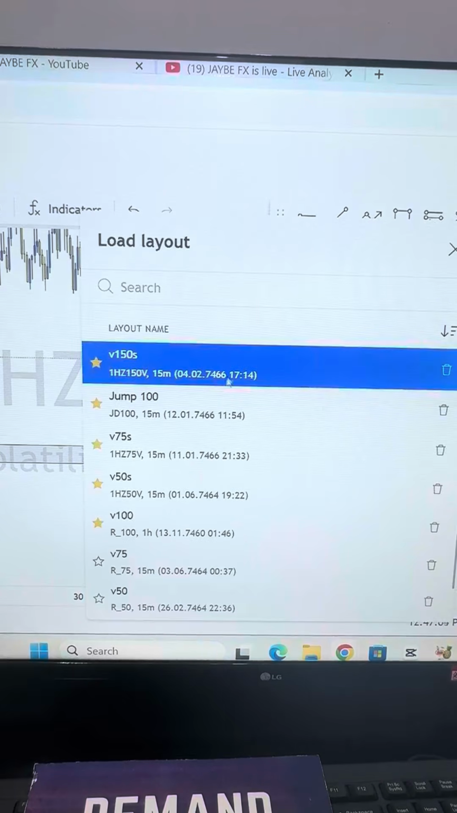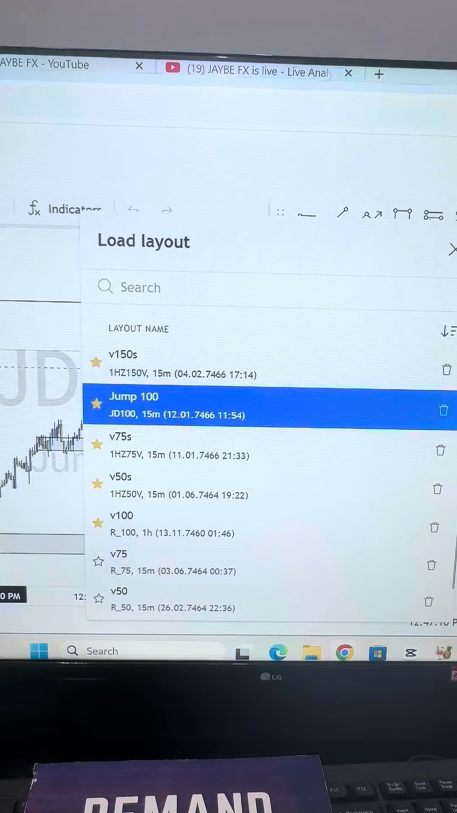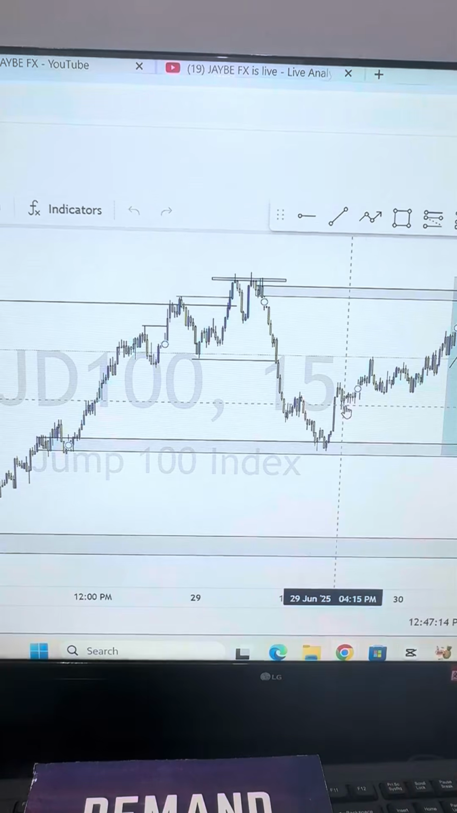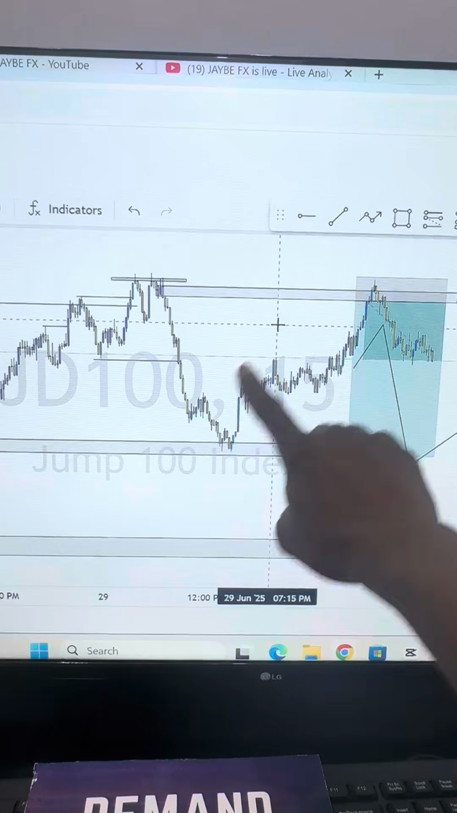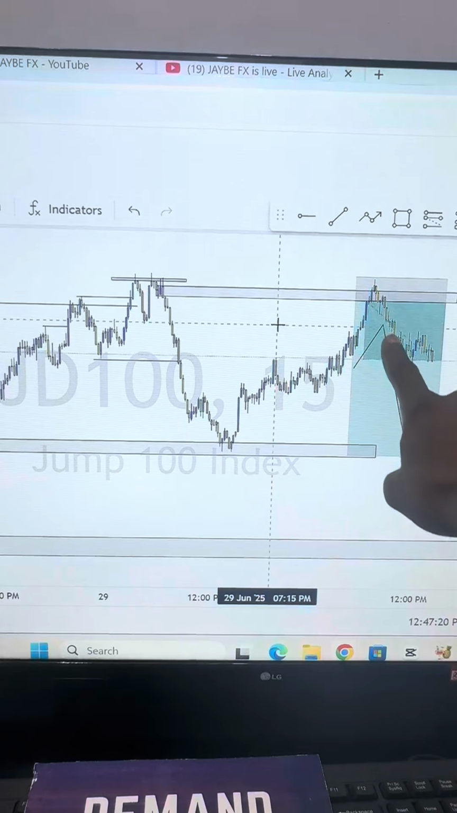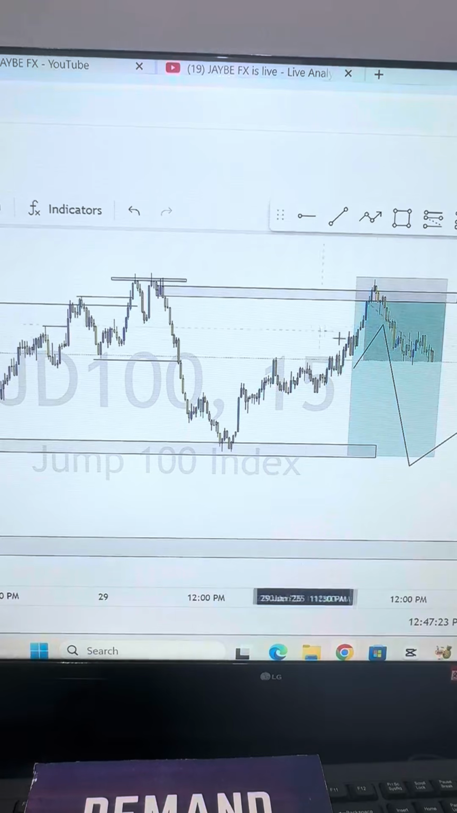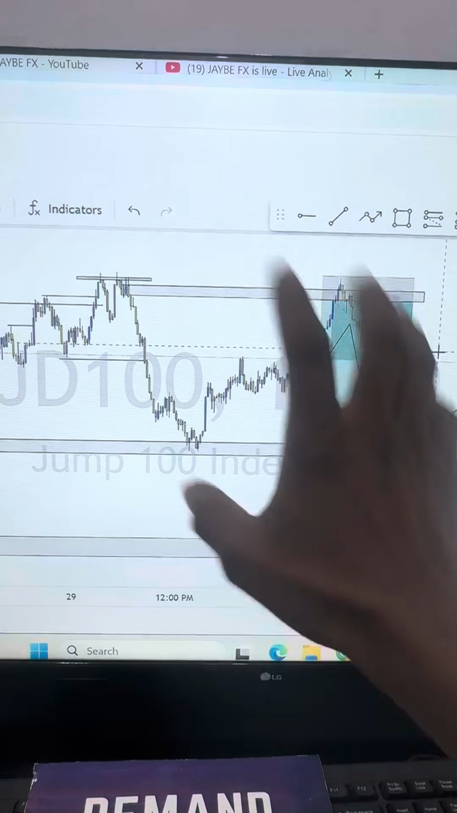Now I think let's check Jump. Same thing on Jump. Look at it. The order block I'm using is unmitigated. Baba never used them before. So the first time when Baba goes to meet them, as Baba taps on them, Baba accepts them. But you get the gist.